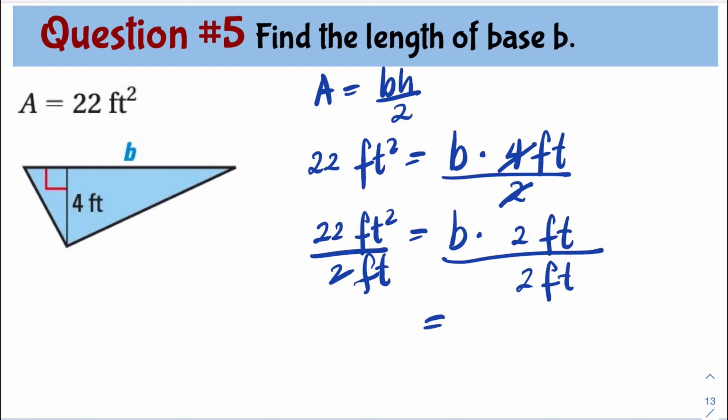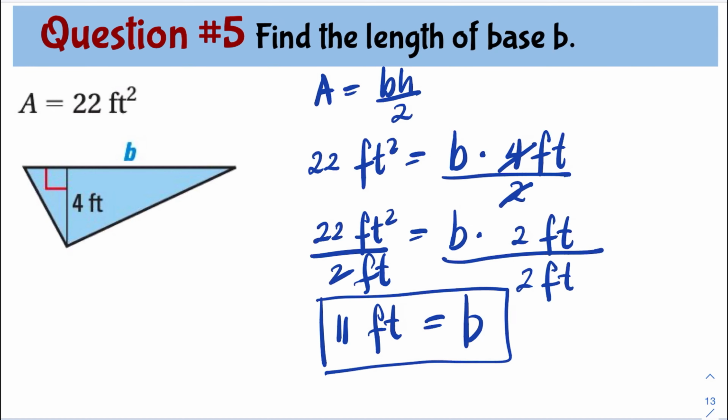And 22 divided by 2 is 11. So we have 11 feet because you're dividing feet squared divided by feet. So the measurement of the length base is 11 feet. And one way to check this is you can multiply 11 times 4 divided by 2. So 11 times 4 is 44. 44 divided by 2 is 22.